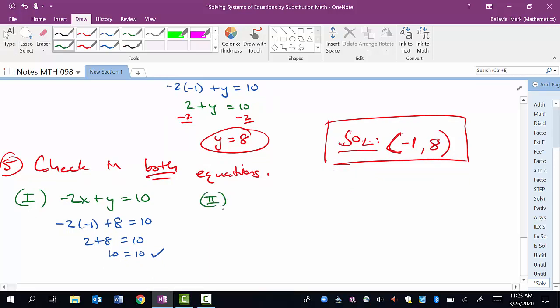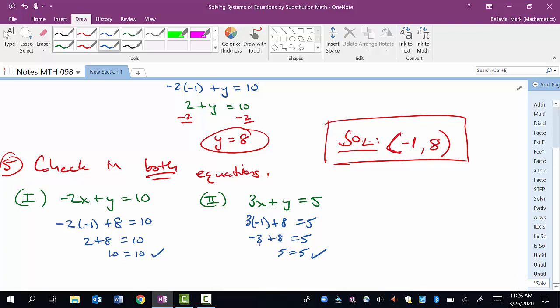Checking in equation 2. Equation 2 was 3x plus y equals 5. As we check this, 3 times negative 1 plus y, which is 8, equals 5. 3 times negative 1 is negative 3, plus 8 equals 5. Negative 3 plus 8 is 5, equals 5. So it checks there too. So the first one tells you it's a point on line 1. The second one tells you it's a point on line 2. Since it's a point on both of them, it's a solution. So the solution is negative 1 comma 8.